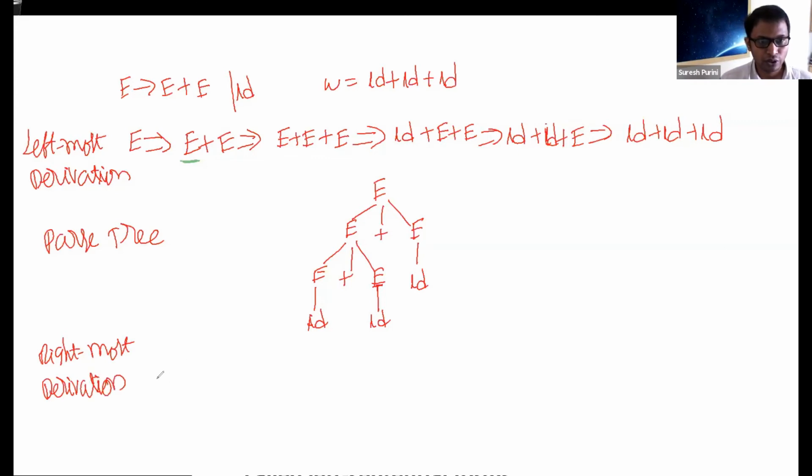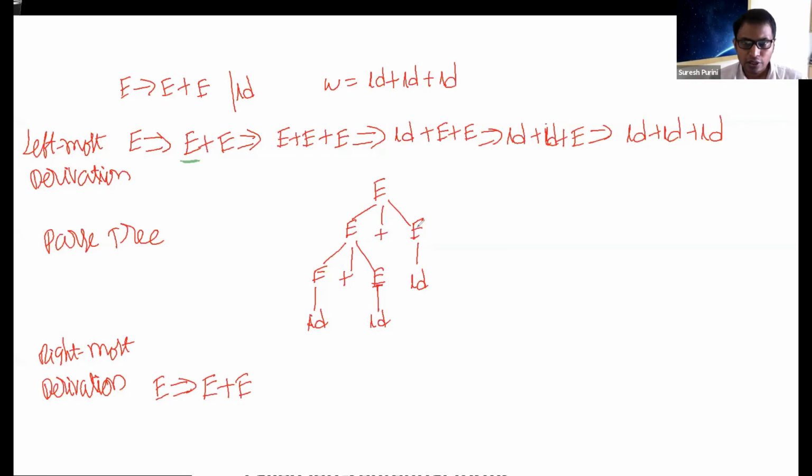So how do we do? We start from E. We start from the root. Okay, so this is the root. From the root, you can see the children of the root are E plus E. So we can say this is E plus E.